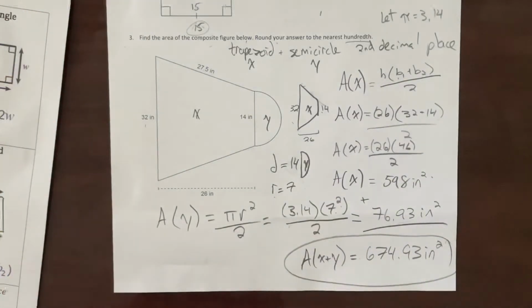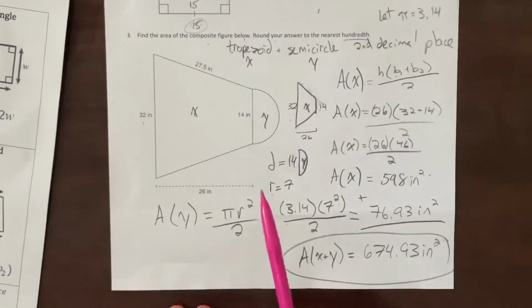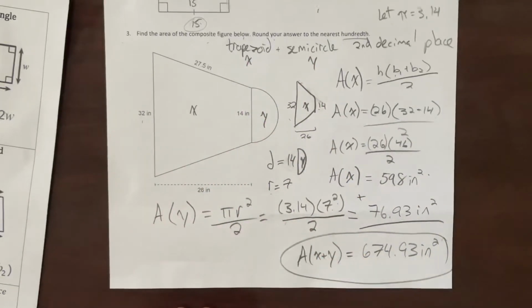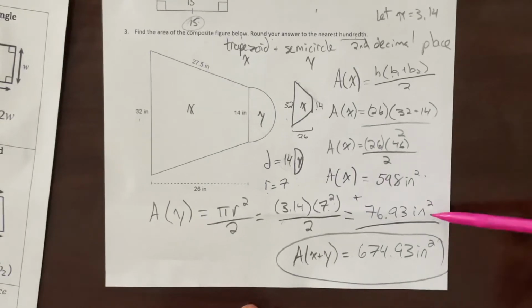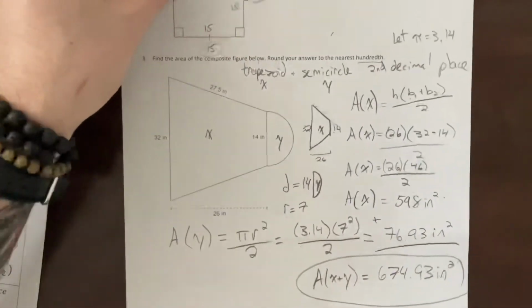Excellent. You're going to be able to follow those steps that you're saying. I said I want to identify my shapes, trapezoid, semicircle, label my shapes X and Y. I want to find the area of each of the shapes, area of X, area of Y, and then I add them together. Again, this is super simple as long as you can follow those steps.